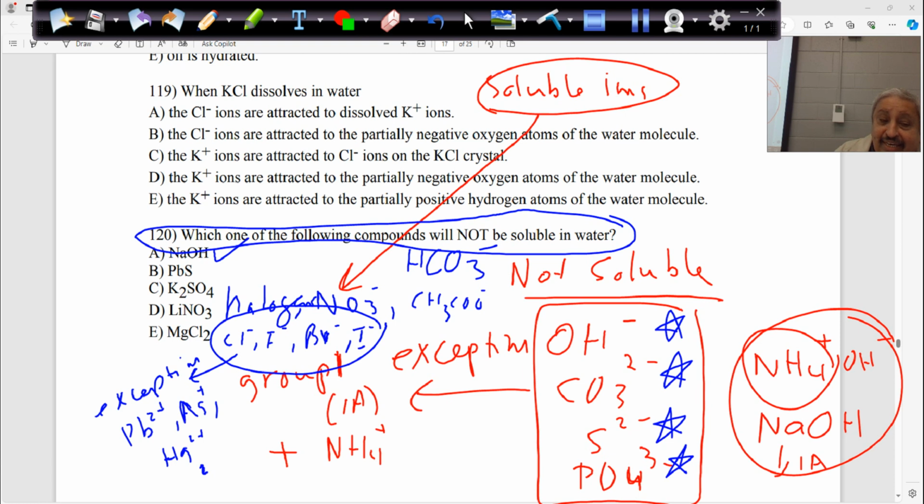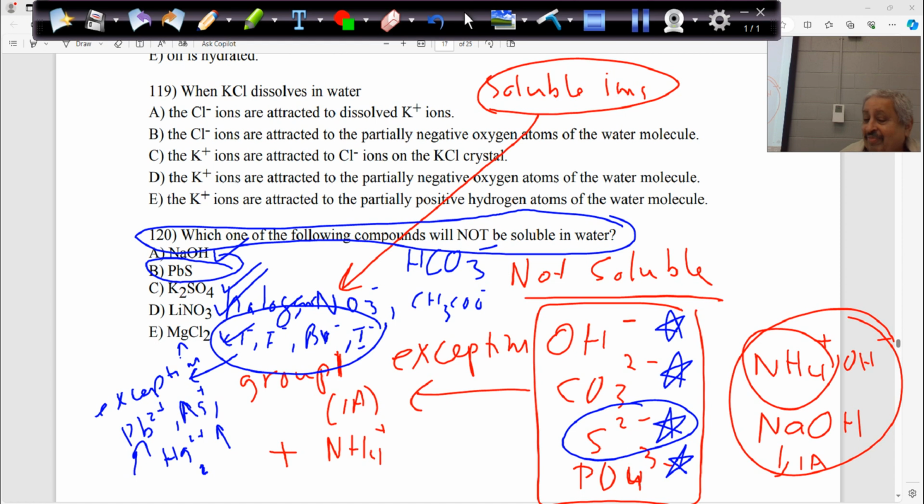Okay. How about potassium sulfate? Group 1A compounds are all soluble, like the nitrates. Lithium nitrate, all the nitrates are soluble. Halogens are all soluble except when they combine with those three. Manganese is not part of those three, so it's soluble. The only thing left is the sulfide here.